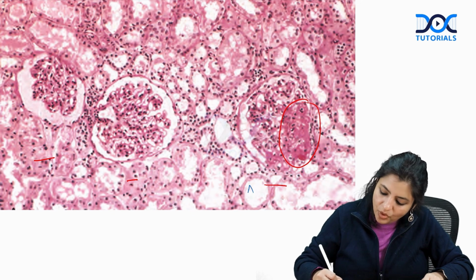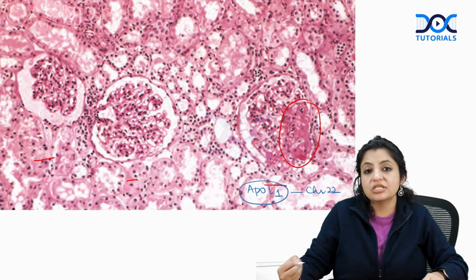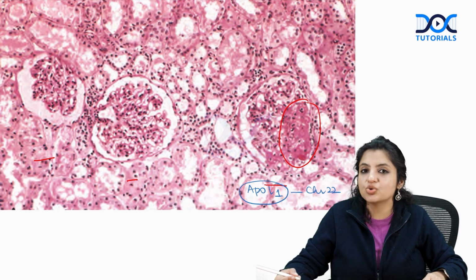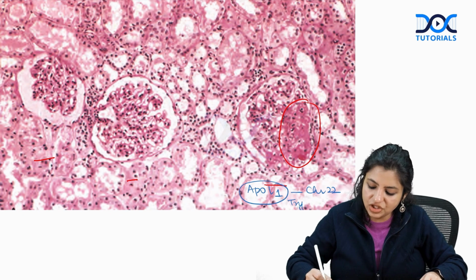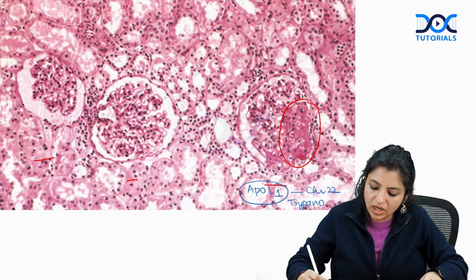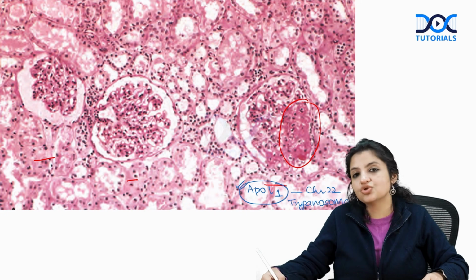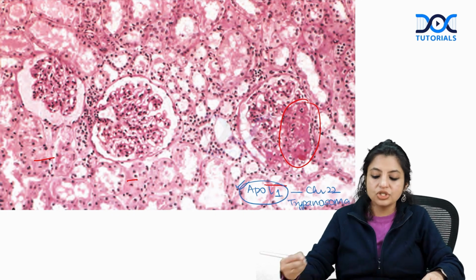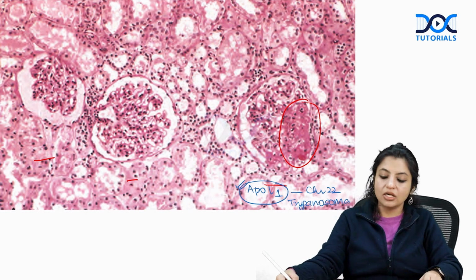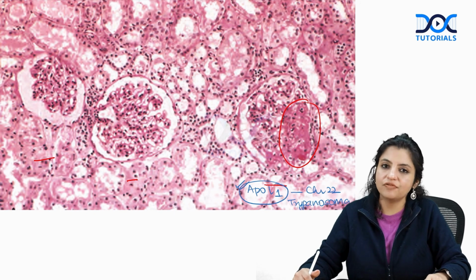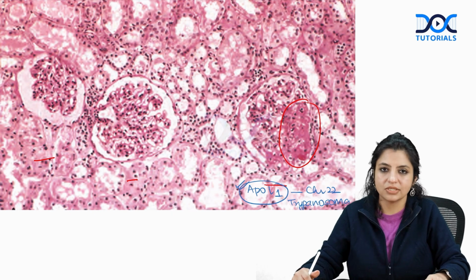It is the ApoL1 gene, on chromosome number 22. This is usually seen in Africans to protect themselves from trypanosoma. So this is a protective gene from trypanosoma. If there is a mutation in the ApoL1 gene, this usually causes FSGS, focal segmental glomerulosclerosis. That is what you have to remember, and that's the gene of focal segmental glomerulosclerosis.